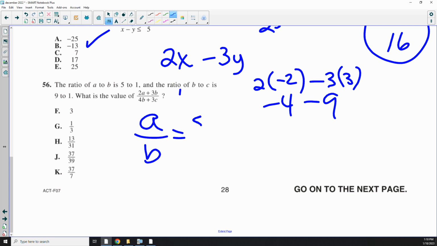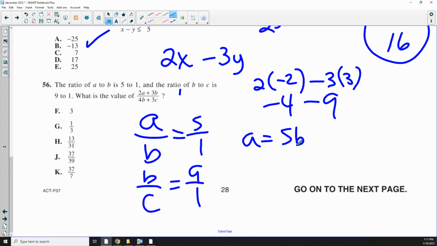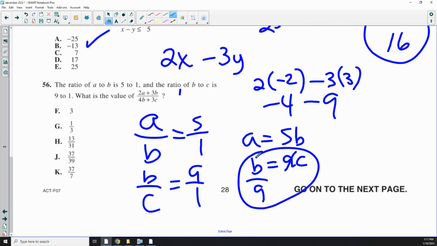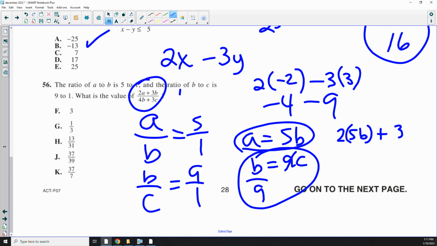Ratio of A to B is 5 to 1. Ratio of B to C is 9 to 1. So it looks like we've got to cross multiply, and A is 5B. And B is 9C, which makes C B over 9. I want everybody in terms of B. So the top here is 2A. So it's 2 times 5B plus 3B over 4B plus 3 times B over 9.